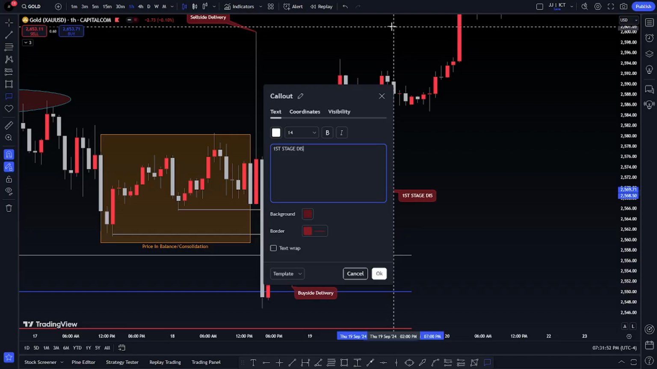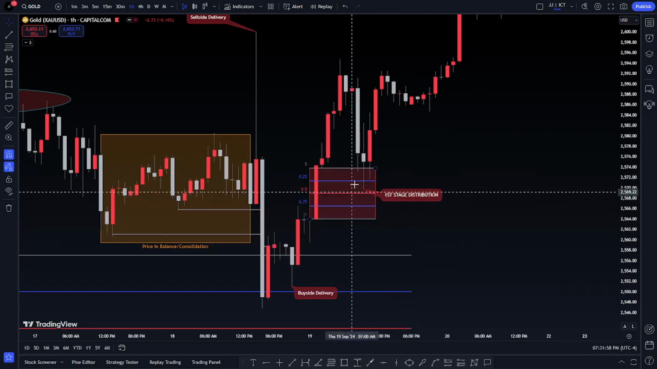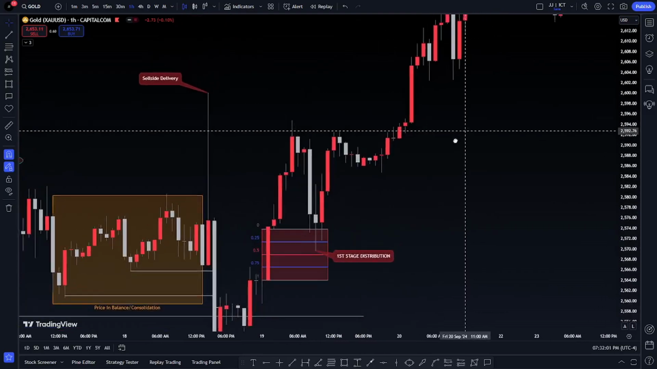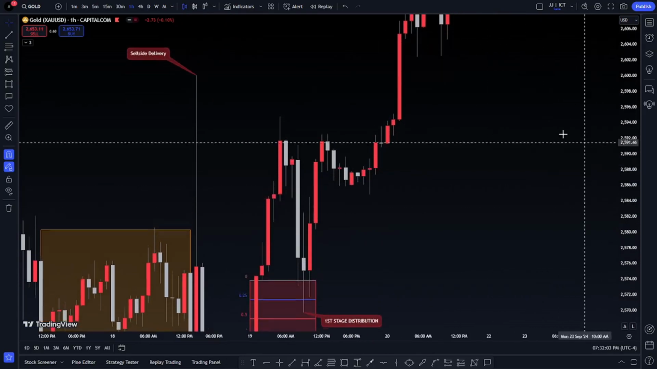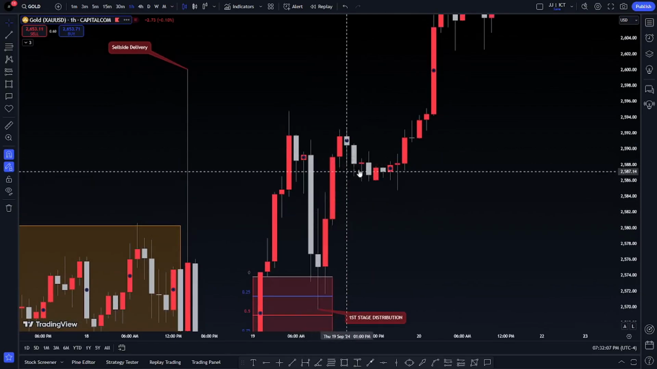First stage distribution. There we go. Now I can see it. So price touching this fair value gap is your what? It's your first stage distribution. Okay. Going up here again, we had this order block and this fair value gap. That just changed the state of delivery.